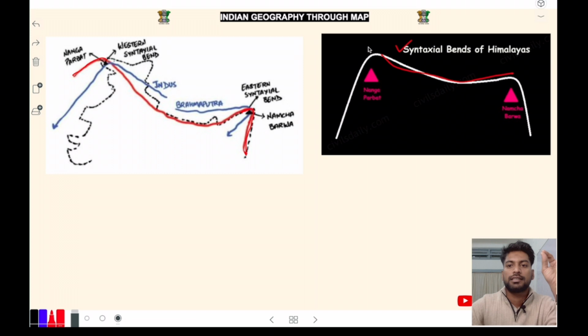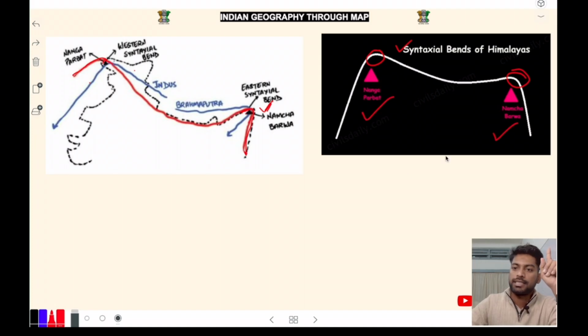Just a second. This one. I just explained this one. There is a syntaxial bend, there is a syntaxial bend too. In Arunachal Pradesh, you can see the bend is very curved like this, and in your POK, you can see less curve. Okay, so all Himalaya is following a syntaxial bend. One is in Nanga Parbat and one is in Namcha Barwa. Like this.